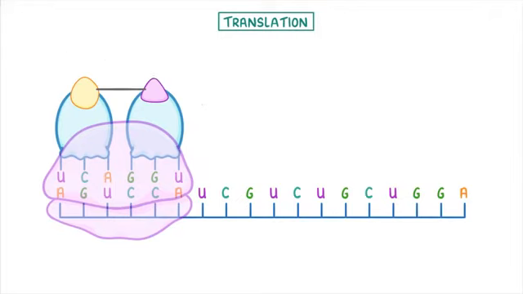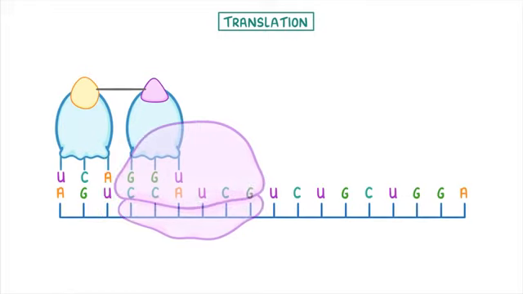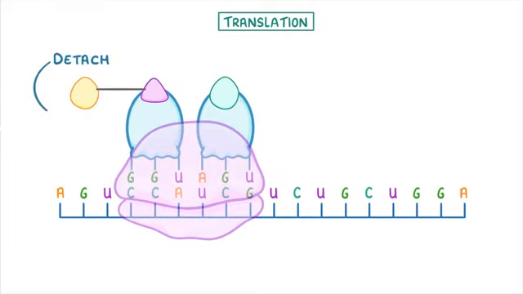Once it's joined these first two amino acids together, the ribosome moves along the mRNA slightly. And so another tRNA molecule will come down and bind to its complementary codon on the mRNA, bringing with it the next amino acid. This allows the first tRNA molecule to detach and repeat the process. But importantly, it leaves the amino acid behind.